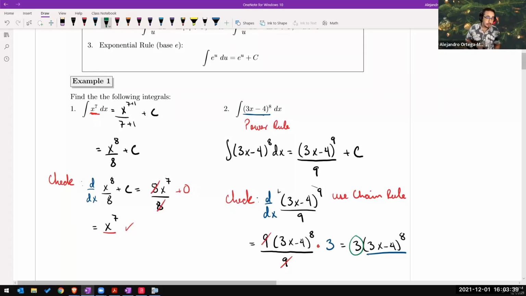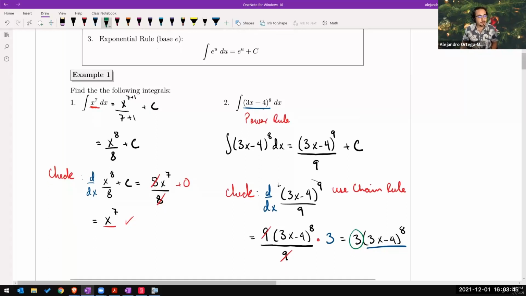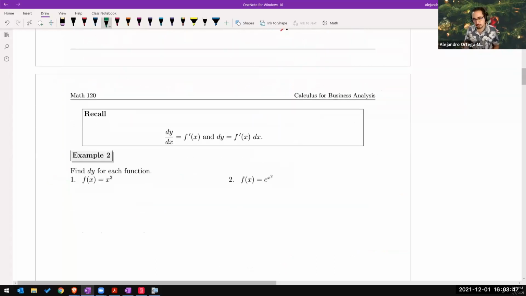All right, so we're going to need a new technique to perform this type of integral. Now, before I show you this technique, I want to talk about a concept known as differentials. We didn't really cover differentials in this class, so I'll just tell you essentially what a differential is.